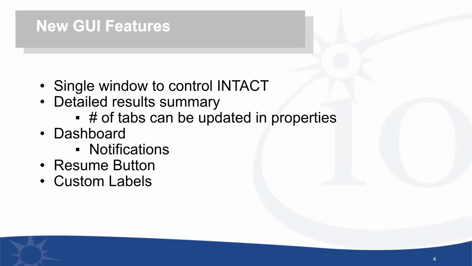Some of the new features that I'll go over in detail came from customer requests. There's a single window now to control Intact, so there are not multiple pop-ups taking away your focus. We've added tab support for displaying multiple test cases at once. That was a request. We now have a dashboard that controls all the messaging, notifications and dashboard type stuff. We also added a resume button that allows you, if you're running a long set of test cases, to pause and restart. And we've also added custom labels.